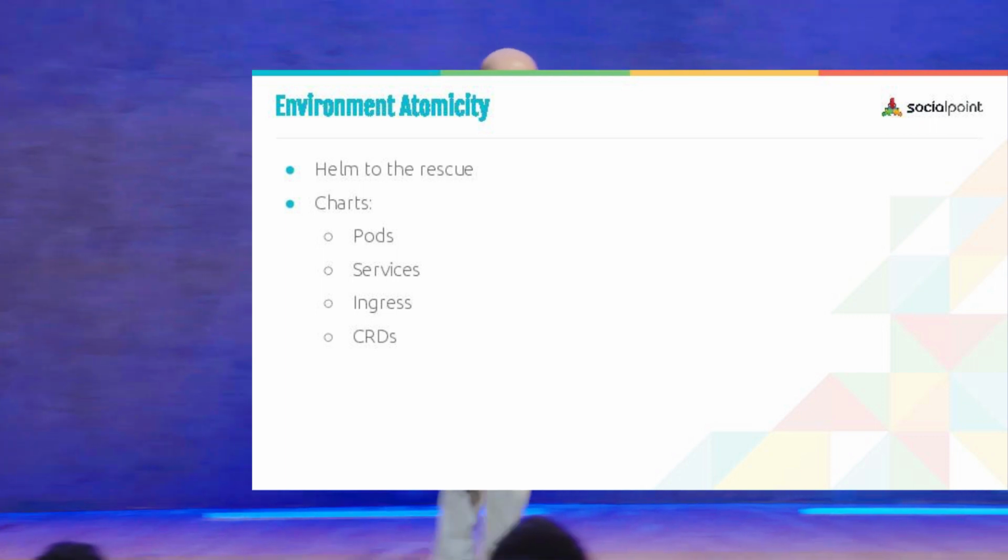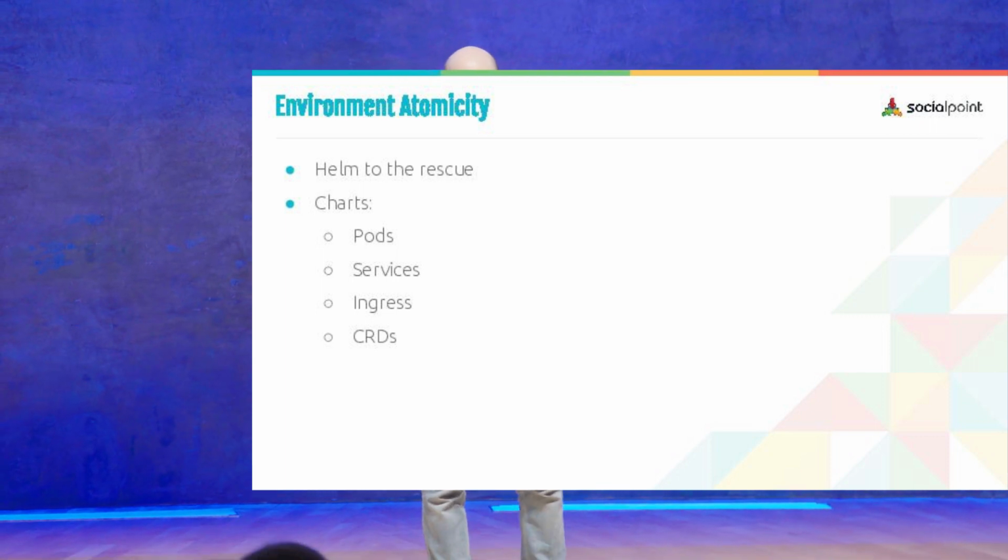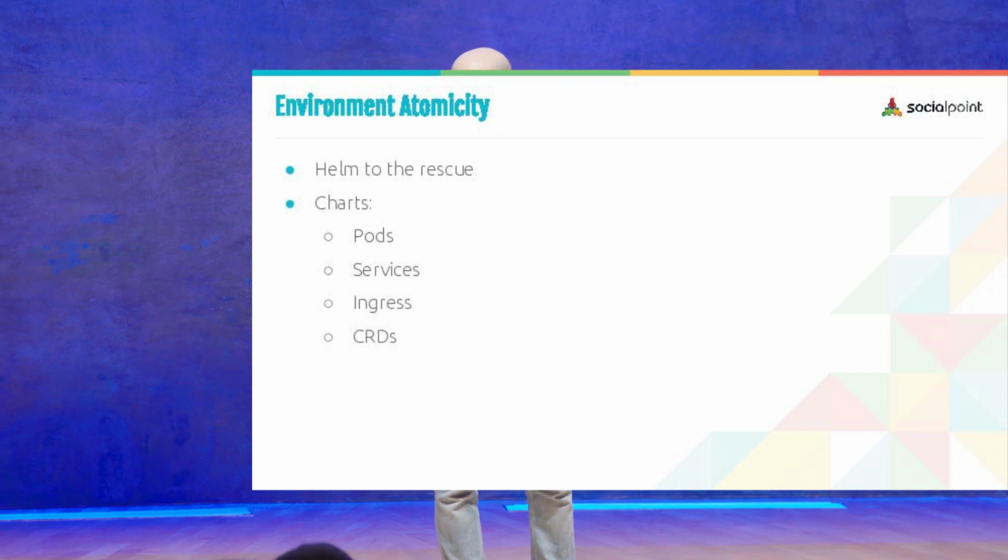Environment atomicity. There is a utility called Helm. I don't know if you have heard of it. It is able to deploy charts to Kubernetes. What is a chart? A chart is a group of Kubernetes resources. With Helm, you can deploy a group of Kubernetes resources completely atomically. So in this chart, you can have pods, services, ingress controllers, and custom resource definitions. This way, we will be able to deploy a complete environment inside the Kubernetes cluster and destroy it when we are done.